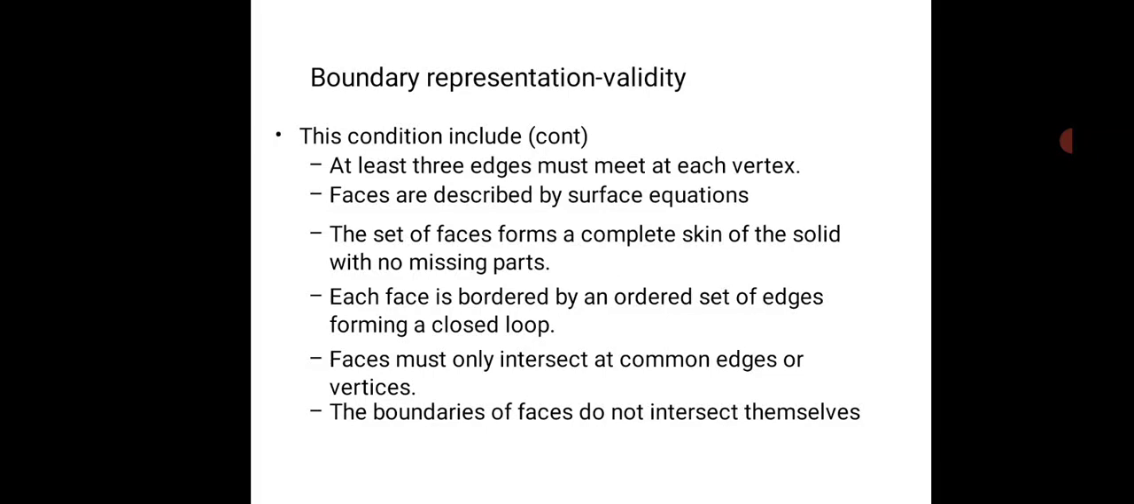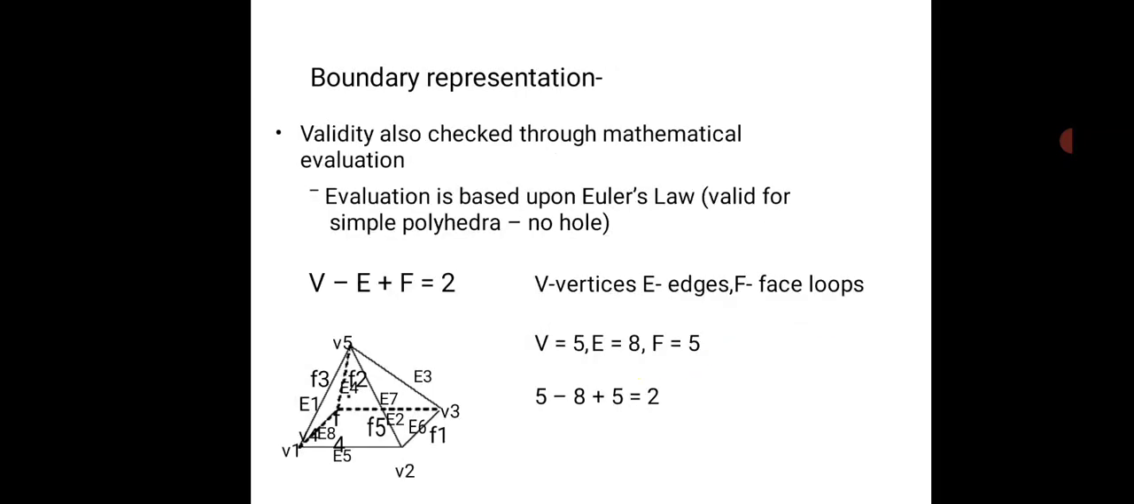At least 3 edges must meet at each vertex. Faces are described by surface equations. The set of faces forms a complete skin of the solid with no missing parts. Each face is bordered by an ordered set of edges forming a closed loop. Faces must only intersect at common edges or vertices. The boundaries of faces don't intersect themselves.